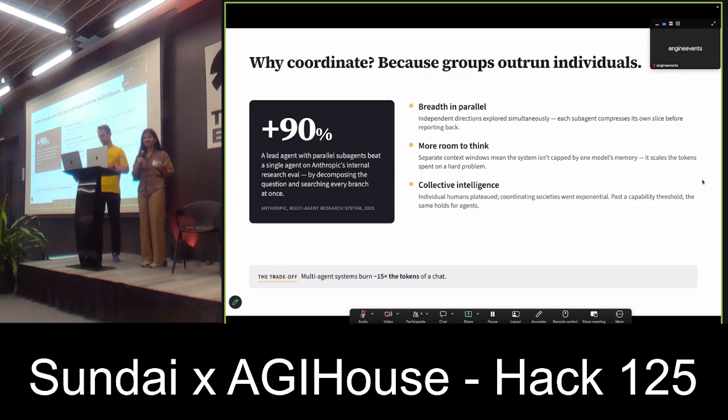And the next logical question is, again, why? One is breadth, right? You can have multiple sub-agents explore different arms simultaneously. Each specific sub-agent can own its own slice of research before actually reporting back. Another is collective intelligence, right? So the analogy here is that, as individual humans, humans have gotten smarter over the years, but societies are where we have actually seen large exponential advances in research. And I like to think of this as almost a justification for multi-agent setups as well.